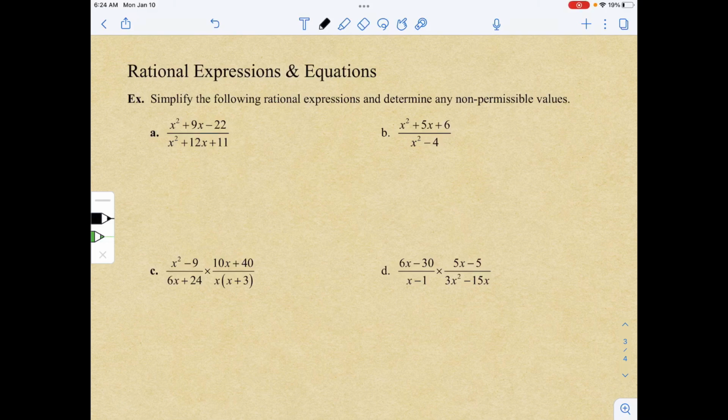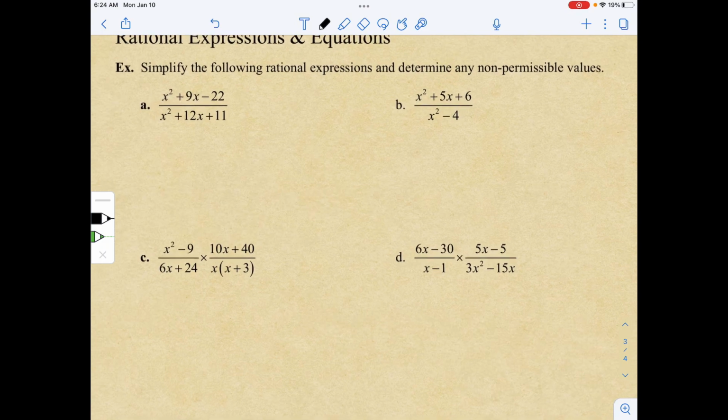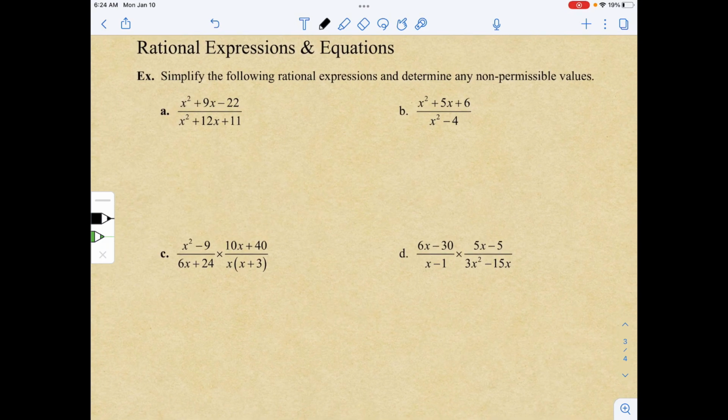Good morning, grade 11s. Rational expressions and equations. Let's do a quick review here. We want to simplify the following rational expressions and determine any non-permissible values. So if we look at this first question, A, what we want to do is factor.